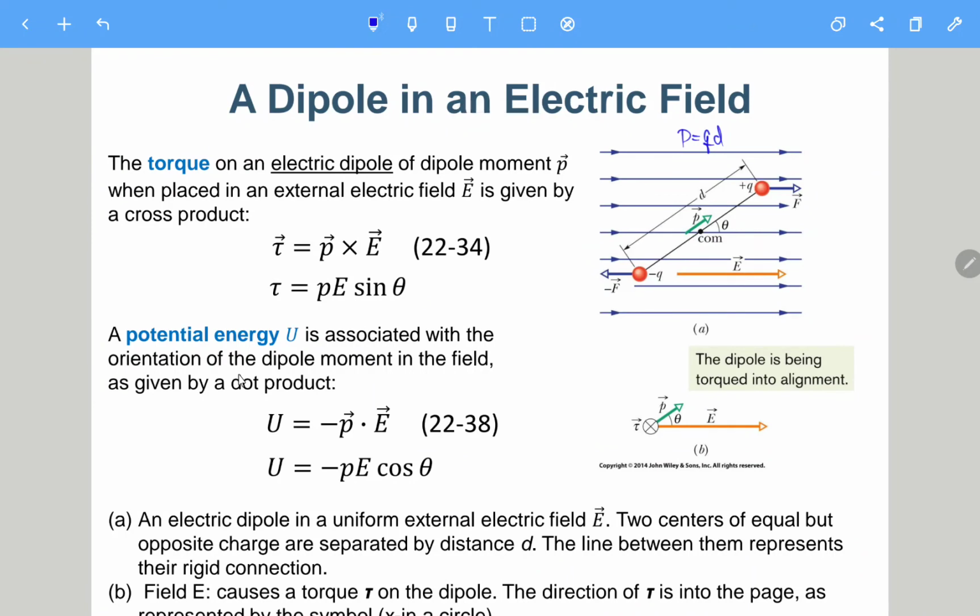Okay, so actually in mechanics, suppose we have a force acting on an object with length. So we have a variable called the torque. The torque on the electric dipole of electric dipole moment P will be defined as this. The torque is P cross E.